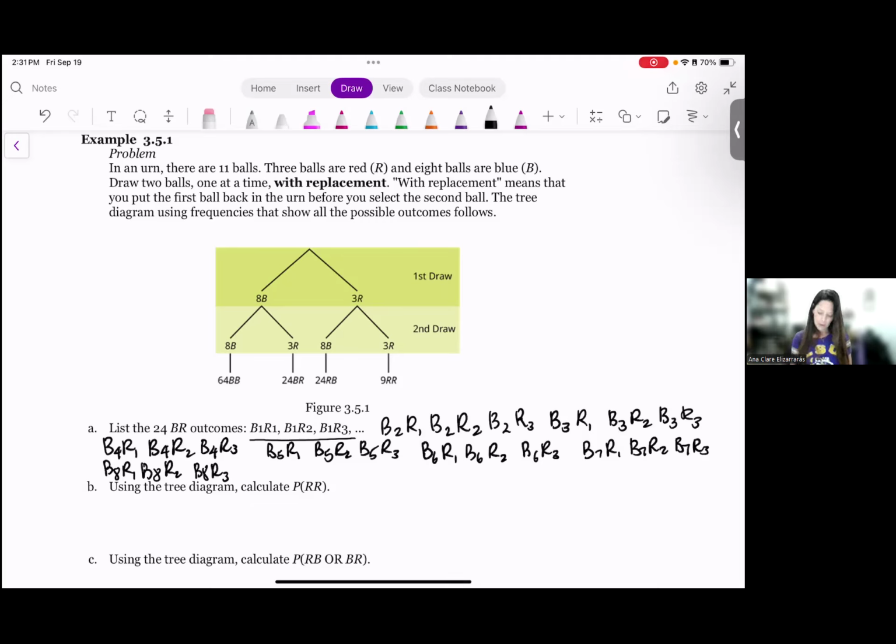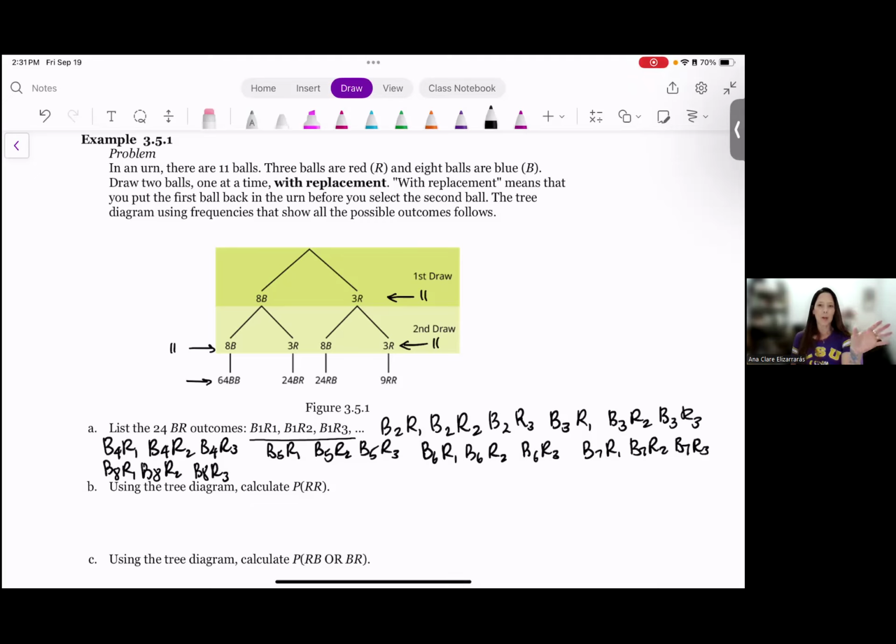Using the tree diagram, calculate the probability of being red and red. These frequencies here add up to 11. This adds up to 11, and this adds up to 11. Down here, I have 64 because there's 8 blue options. I've listed all of the blue-red outcomes.